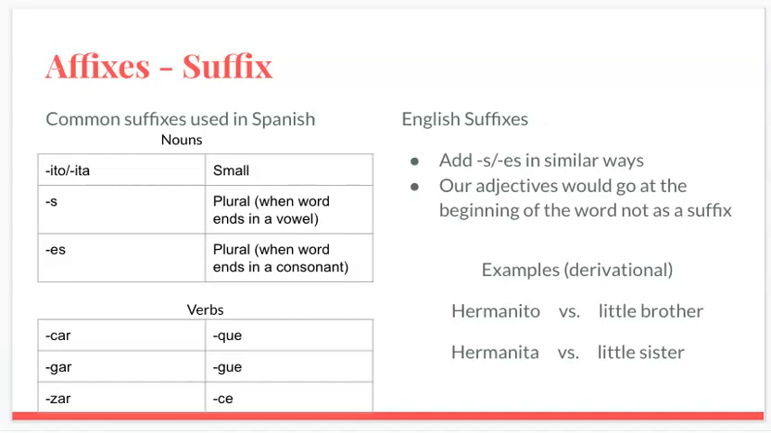Verbs also contain suffixes because they change based on the noun that they're talking about. So here are some irregular ones: car, gar, and zar, which would be changed to qu, gu, and c in the yo form.